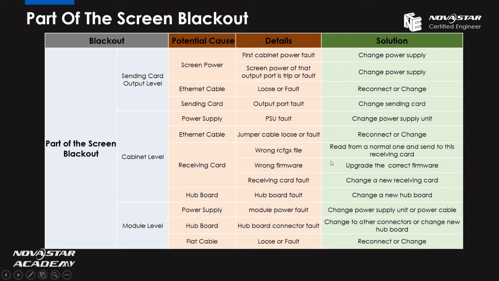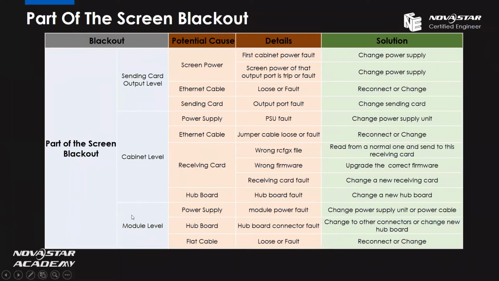And for the receiving card part, we need to check the RCFGX file and the firmware file. If there is something wrong, we need to read from a normal receiving card and send to this receiving card, and we need to upgrade the correct firmware. And maybe in some special cases, there is something wrong with the receiving card itself, so I think we have to change to a new receiving card. And the hub board is the same as the receiving card. If there is something wrong, we need to change to a new hub board.